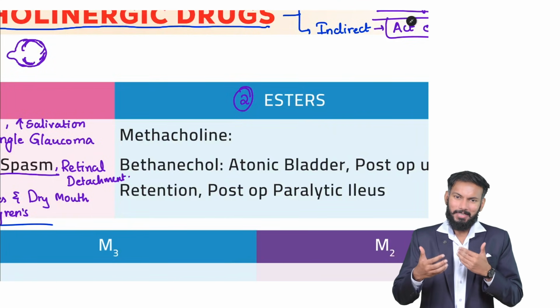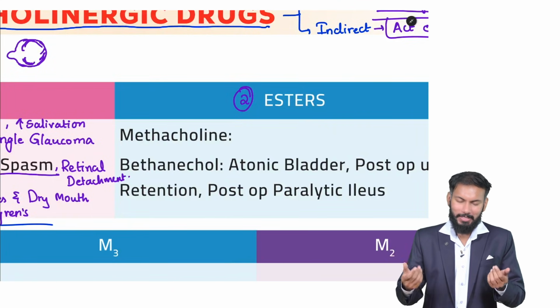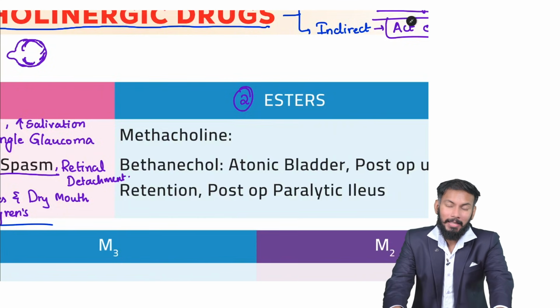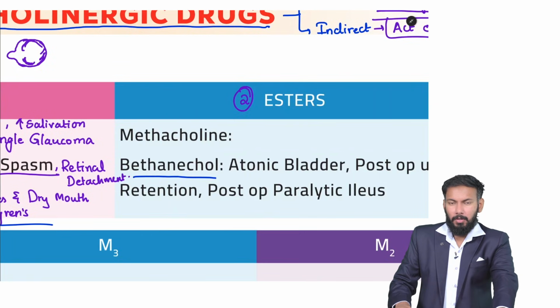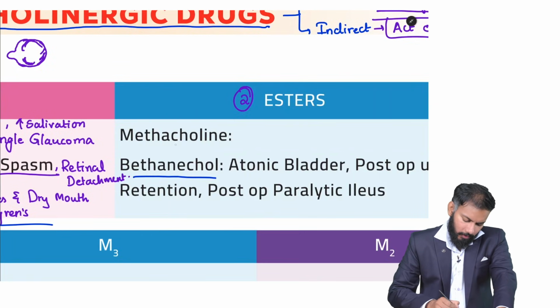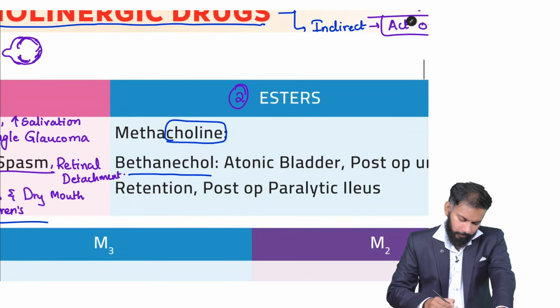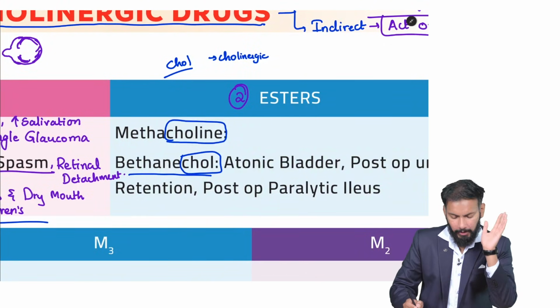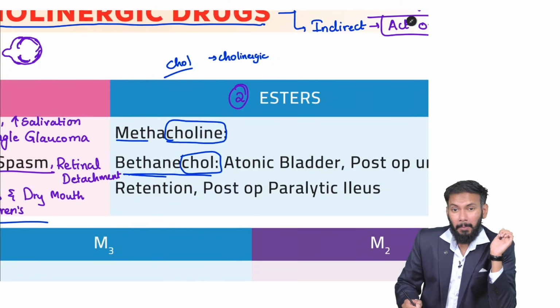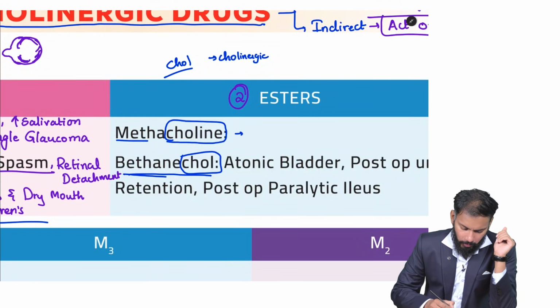I told you ester bond is present in acetylcholine. So they are going to be similar. We have drugs called acetylcholine, methacholine, bethanechol, and carbachol. Now, in all of these, what is similar is the name choline. You can see the name chol in them. So whenever you see chol, it is a cholinergic drug. Easy way to remember. Now, two drugs are important for the exam. One is methacholine, the other one is bethanechol. Methacholine is a short-acting drug. Bethanechol is a long-acting drug.